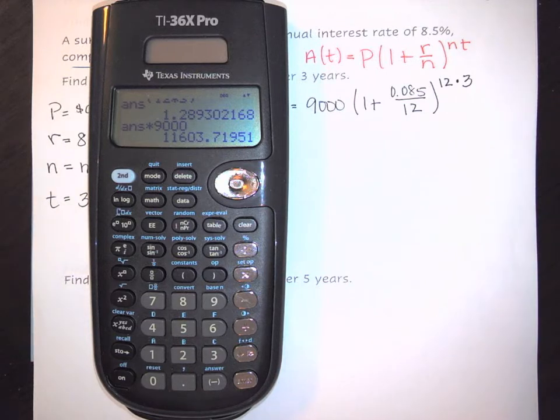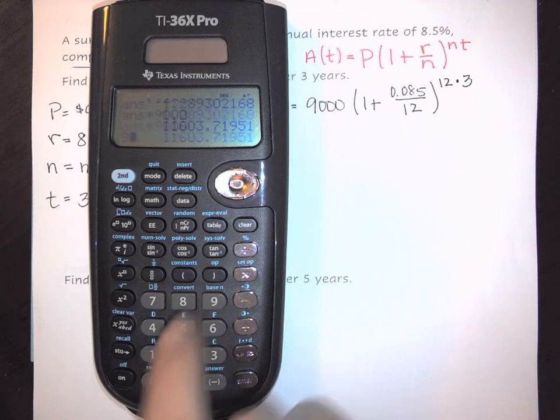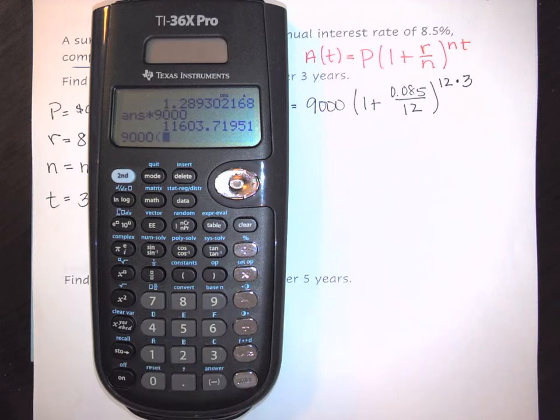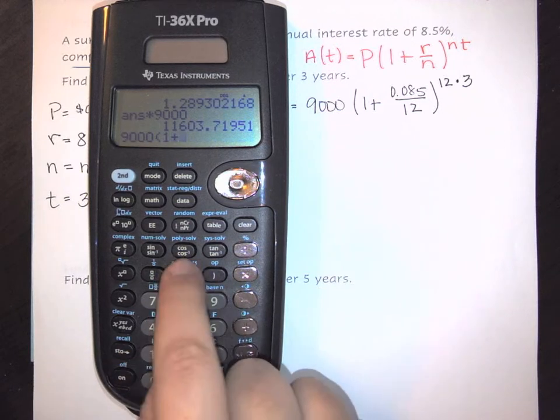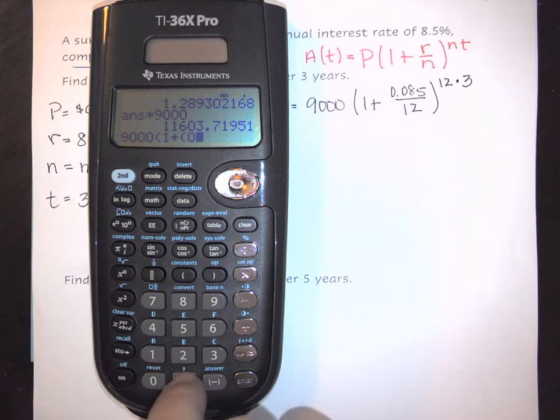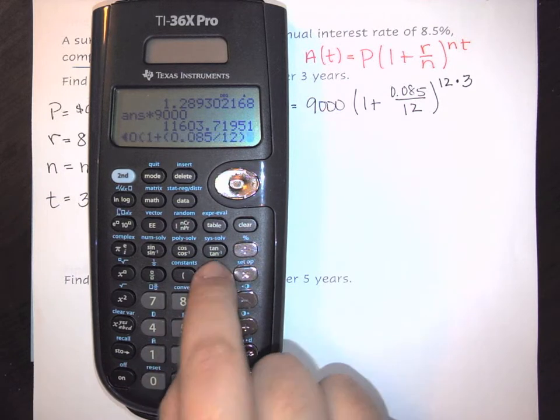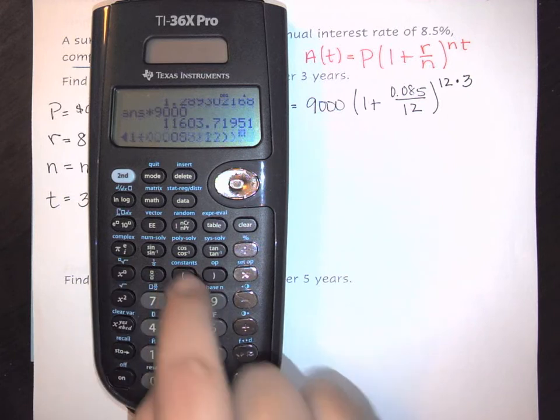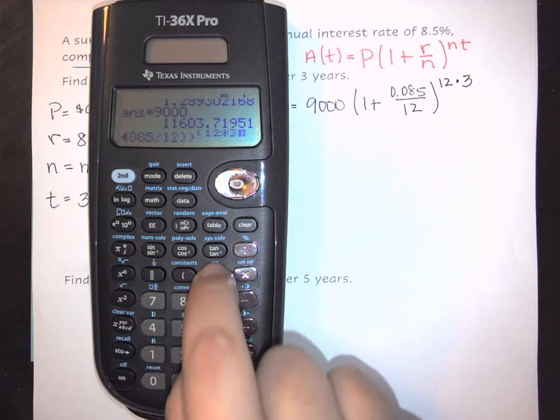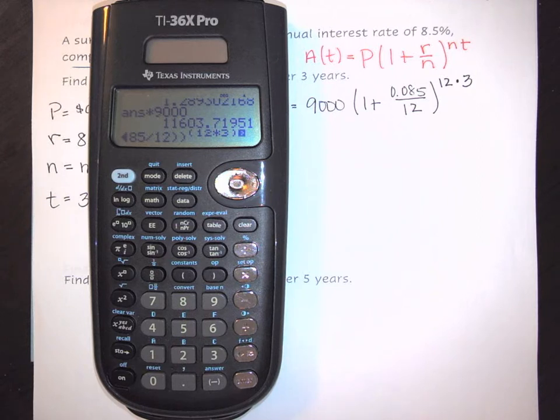If you are brave or think that you can follow what you're doing to enter it all in at once, that would look like this. You would type 9,000, open a parentheses. You're going to do 1 plus, open another one, 0.085 divided by 12. You have to close it, you have to close it, and you're going to raise it to the 12 times 3. Now, if I entered everything in correctly, I should get the same answer we just got, and I do.